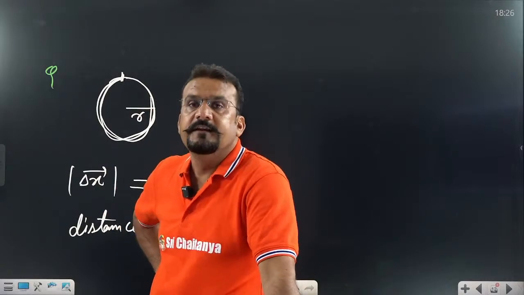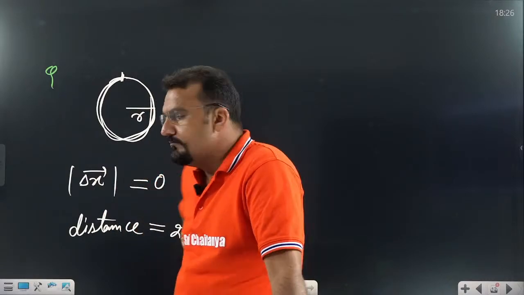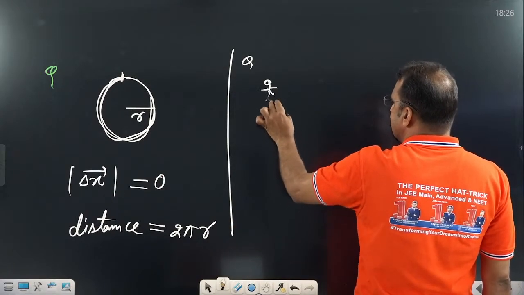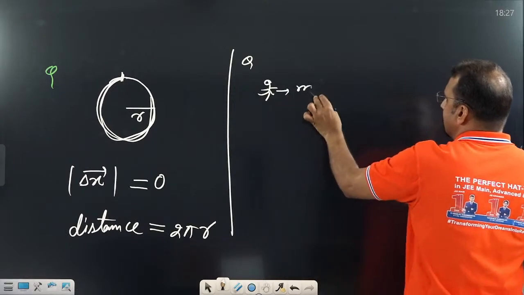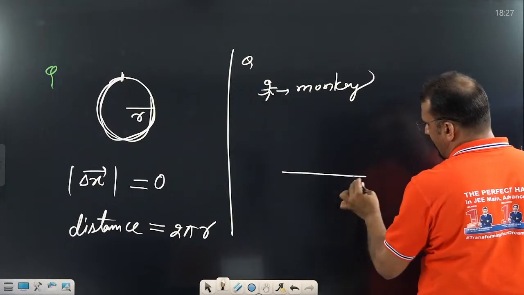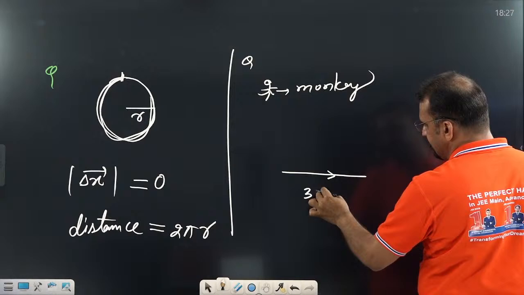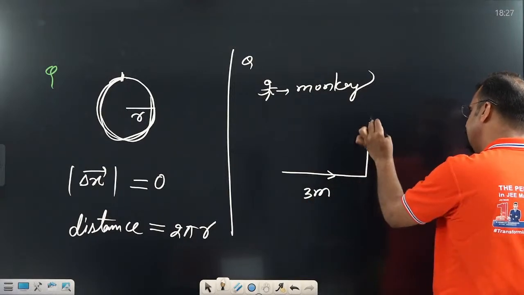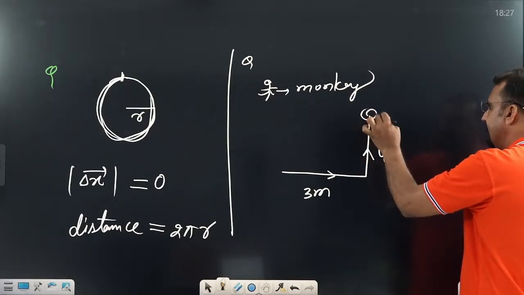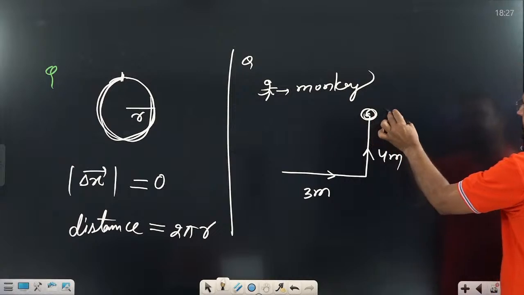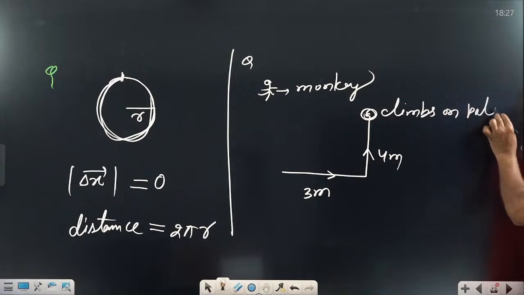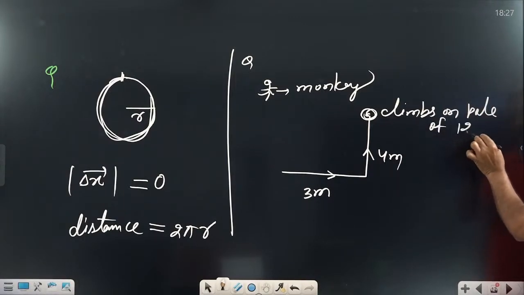I am giving you one question. Let us assume a monkey is moving. What is given? This is a monkey. Yes or no? Take it. The monkey is moving towards this direction. This is a 3 meter distance. After that, it takes a turn in this direction, that is 4 meter, and after that at this point it climbs a pole of height 12 meter.